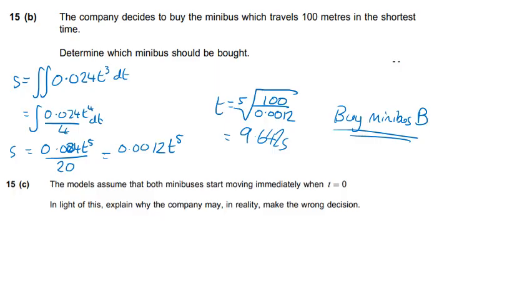15c. The models assume that both minibuses start moving immediately when t is 0. In light of this, explain why the company may in reality make the wrong decision. Well, there's a couple of things to think about here. The driver is putting their foot down, and we're only talking about a hundredth of a second, so we haven't considered the reactions of the driver to the flag being dropped. Human reaction times, you're talking about maybe 0.1, 0.2 of a second, so that's going to make a big difference.